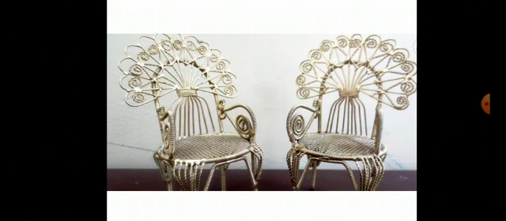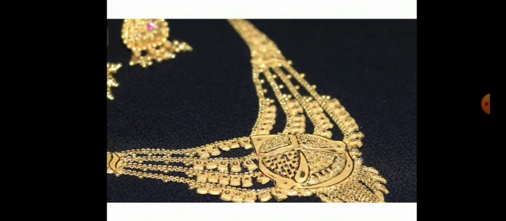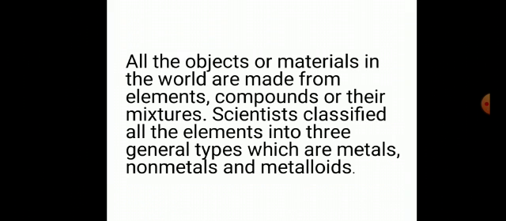These are some examples. Jewelry, gold jewelry or silver jewelry or plated jewelry. These all are made from metal like gold, silver, etc. All the objects or materials in the world are made from elements, compounds, or their mixtures. Scientists classified all the elements into three general types, which are metals, nonmetals, and metalloids.